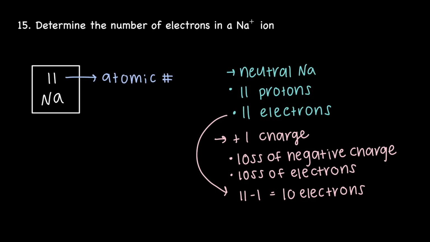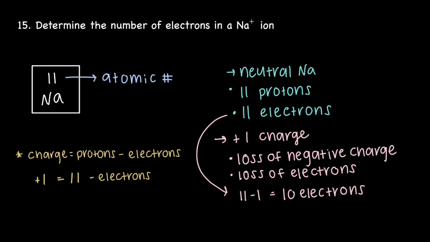We can also calculate the charge with the equation charge equals protons minus electrons. Plus 1 equals 11 protons minus electrons. This will give us 10 electrons.